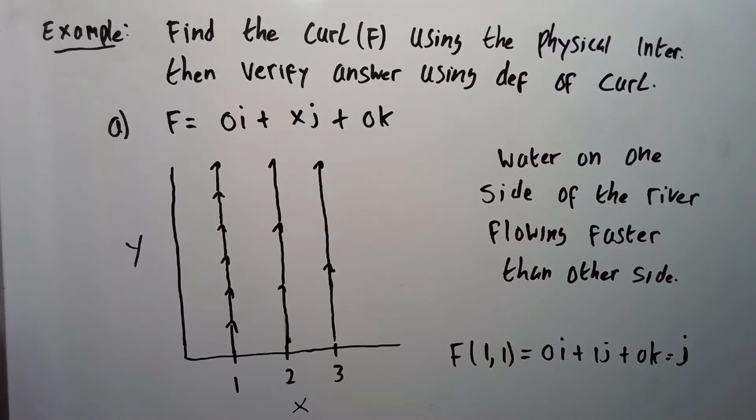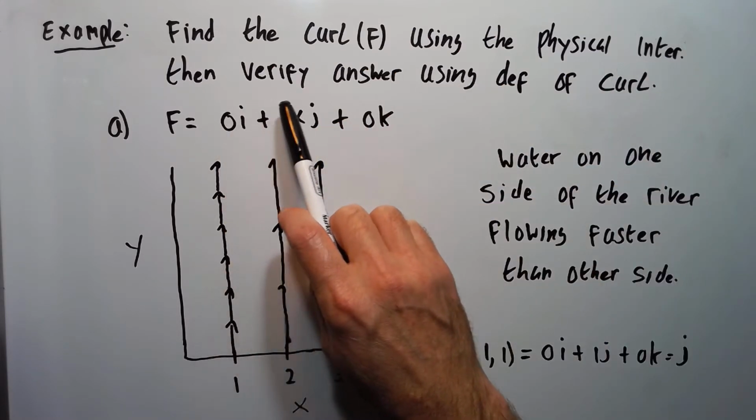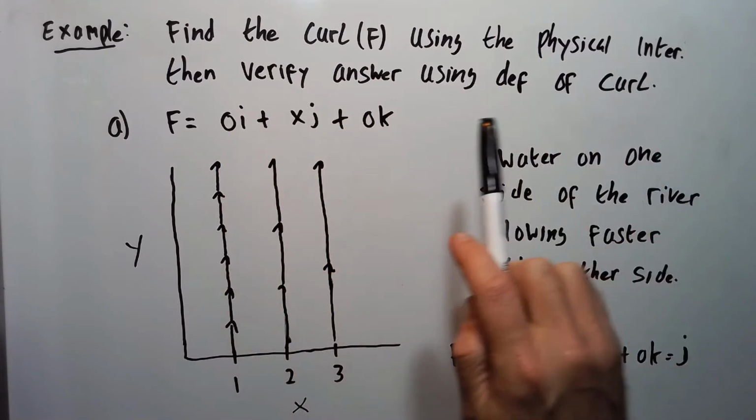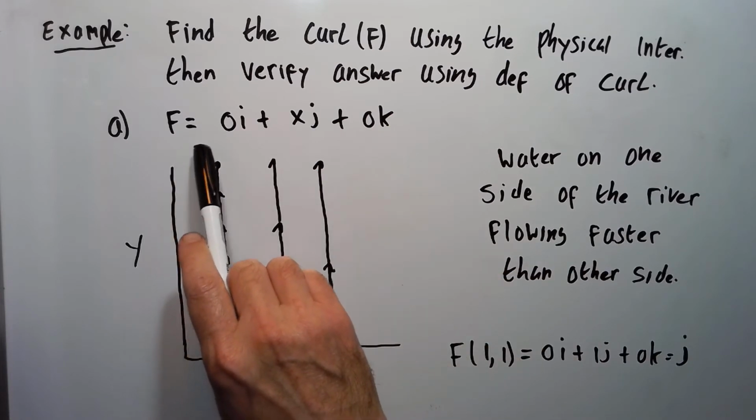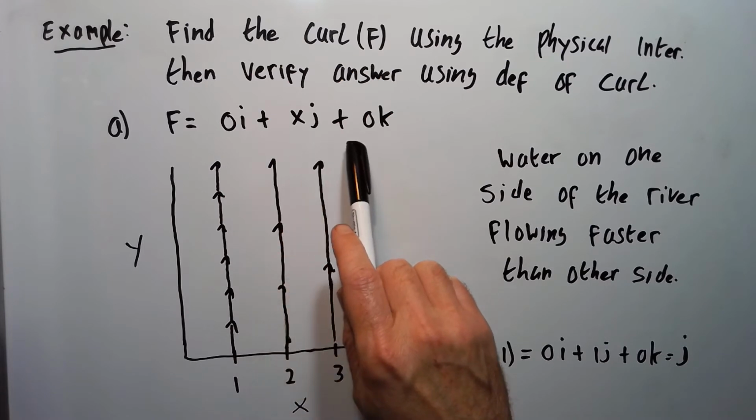Okay, so here's our first example. It says find the curl using the physical interpretation, then verify answer using definition of curl. So our vector function here is just 0i, x, j, 0k.